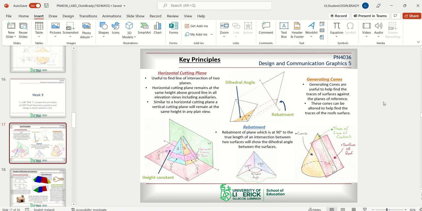So then we have generating cones. These are useful to help find the traces of surfaces against the plane's reference, and these cones can be altered to help find the traces of a roof surface. We can see here our cone in orange, and this red section is the surface of the roof, and then the green line is the trace of the line of contact that the flat roof surface makes with the cone.